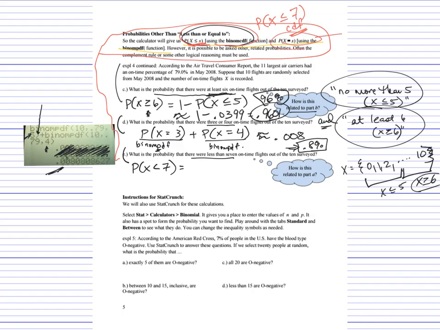The PDF will give me the probability that x is 7 with the PDF function. Well, how do I find the probability that x is less than 7? How is that related? Isn't that equal to the probability that x is less than or equal to 7 minus the probability that x equals 7? So I'm going to do that.